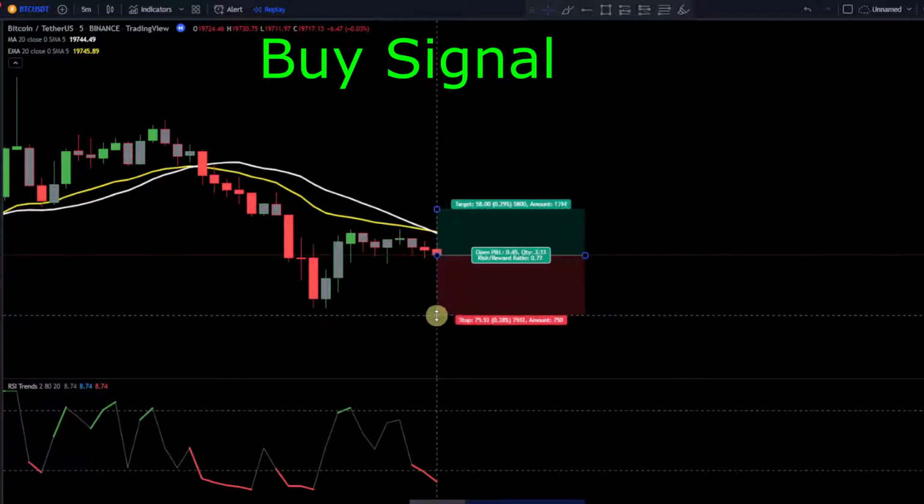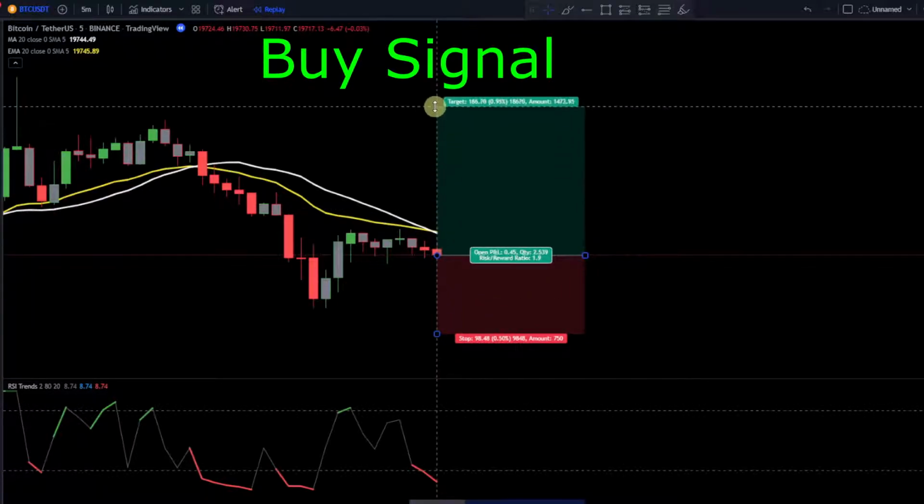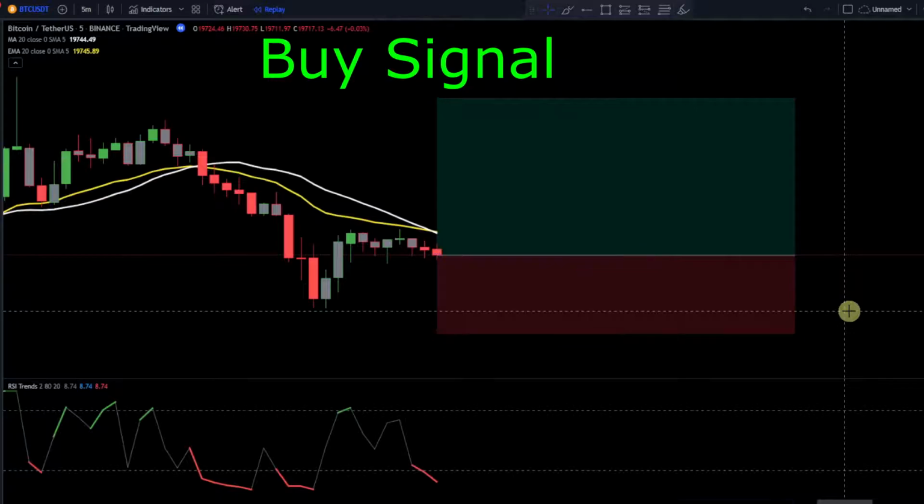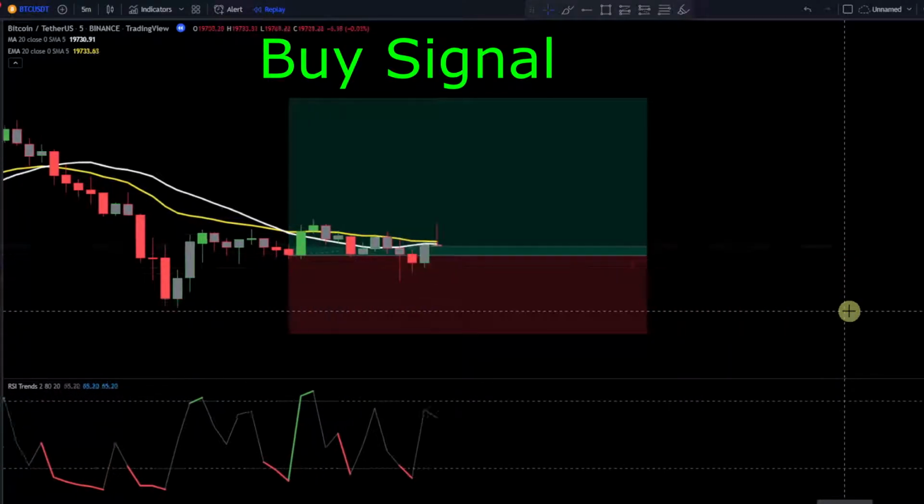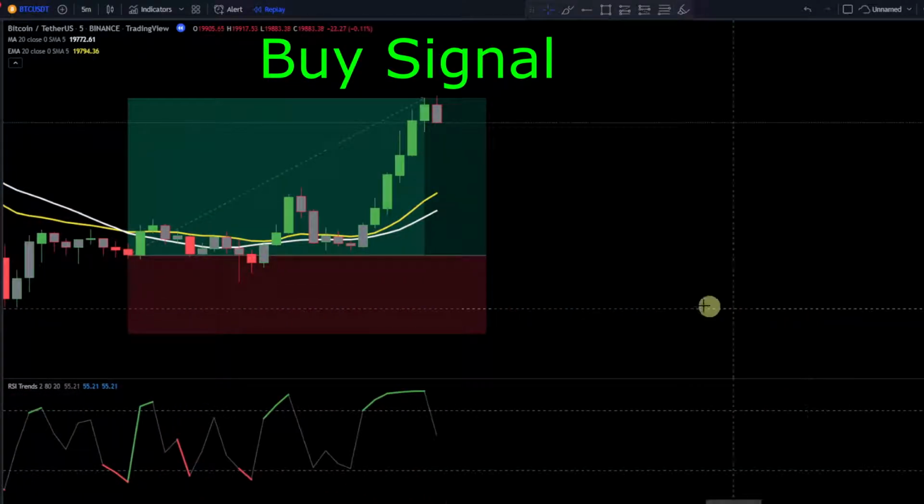I am going for a 0.5% stop loss and 1% take profit, but you can change these values. We hit our target.